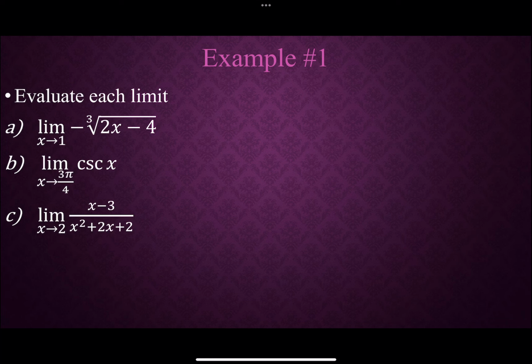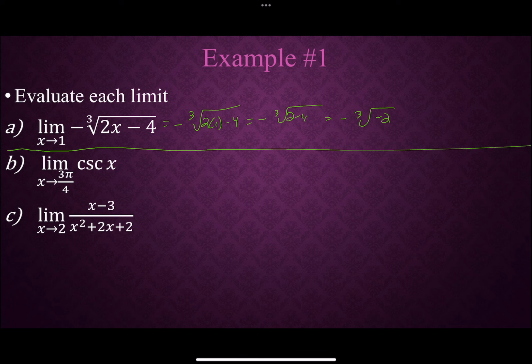So here for A, we have the negative cube root of 2x minus 4. If we did the negative cube root of 2 times 1 minus 4, that's the negative cube root of 2 minus 4, the negative cube root of negative 2. If it was a square root, a negative inside would cause imaginary issues. Cube roots, or odd roots in general, we don't care. In fact, we just pull the negative out, and it cancels the negative on the outside.